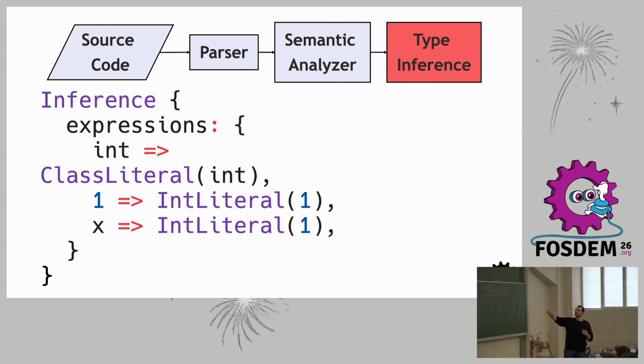So here I had int. It was an annotation. It's an expression, so we infer the type of it as class literal int. It is referring to the int inside Python. Then I have 1 and x, both are the same type because 1 was assigned to x.